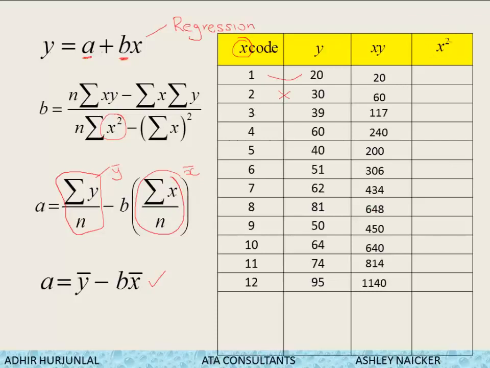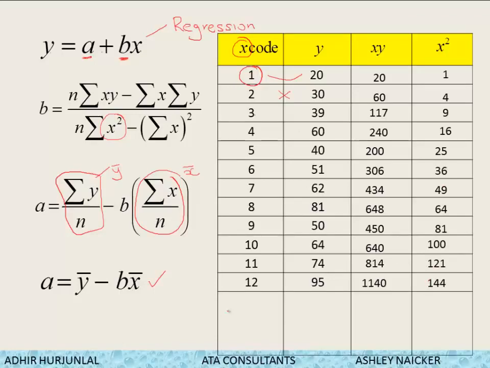What about x squared? Self-explanatory. This is x. If I square that, I get the value for here. 1 squared is 1. 2 squared is 4. 3 squared is 9. 4 squared is 16. And on and on and on. Until I come up with 12 squared, which is 144.